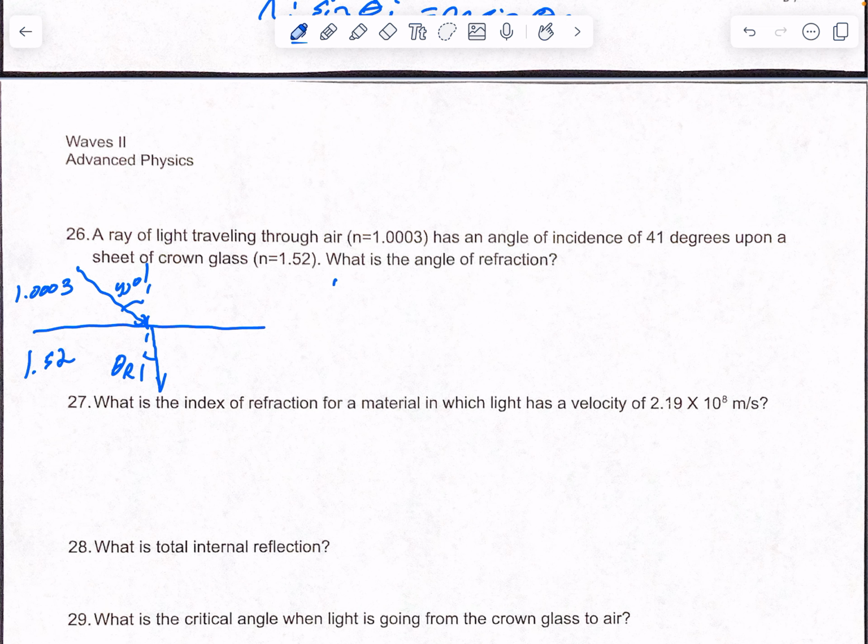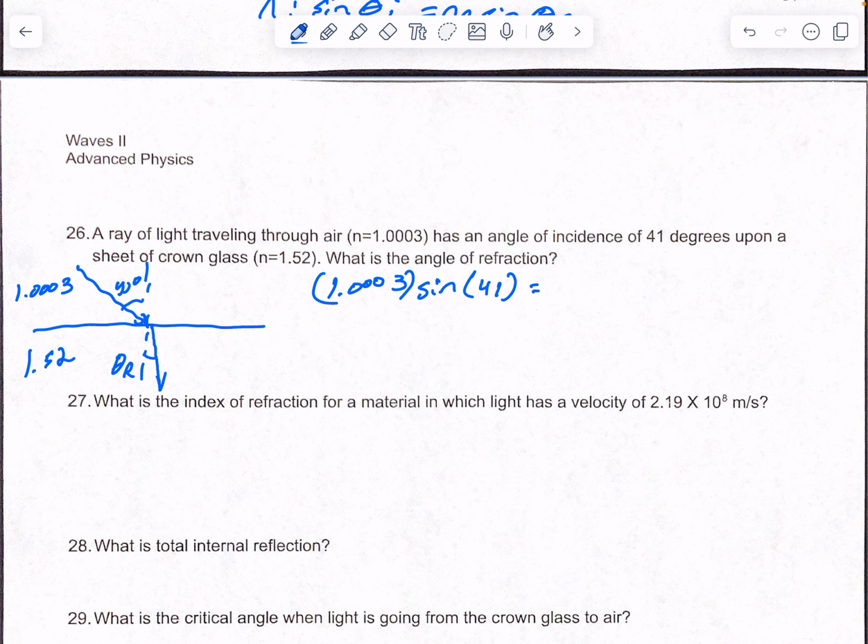So I'm going to do Ni, which is 1.003, times sine of 41, equals Nr, which is 1.52, times sine of theta r. Again, make sure you're in degree mode. What I would do is solve the whole left side, divide it by 1.52, and then take the inverse sine of that. Whenever you're bringing this sine over to get it off, make sure you do inverse sine, and you should get a refracted angle of 25.59 degrees.